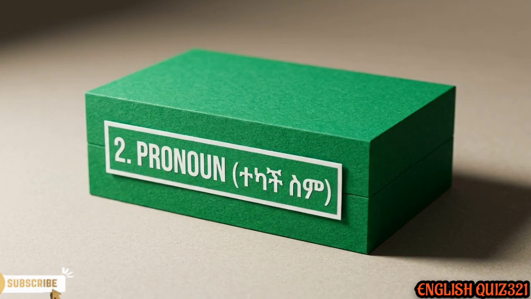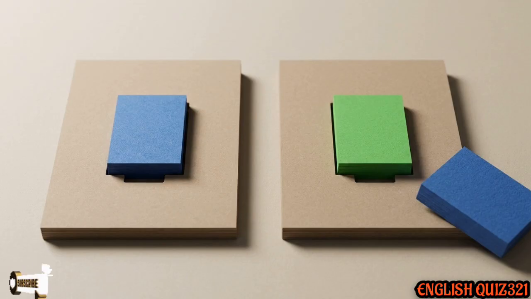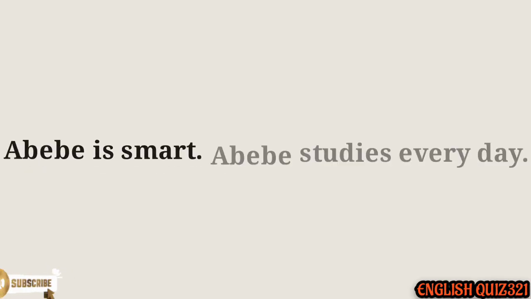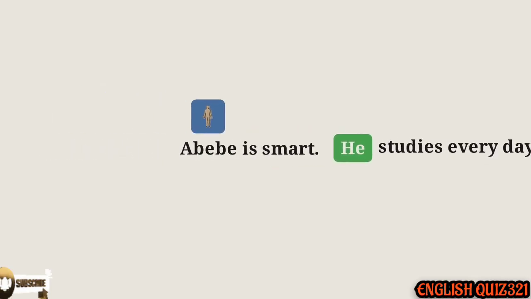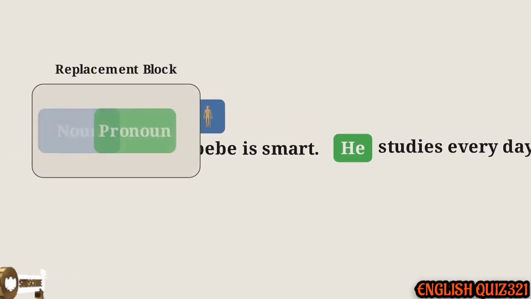Our second block is the pronoun, or takach sim. A pronoun is a replacement block. We use it instead of a noun so we don't have to repeat the same word over and over. Look at this phrasing. Abebe is smart. Abebe studies every day. Hearing the name repeatedly gets annoying quickly. Instead, we keep the first noun and swap the second one for he. Now it reads, Abebe is smart.